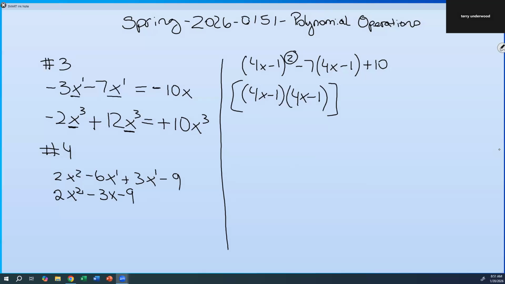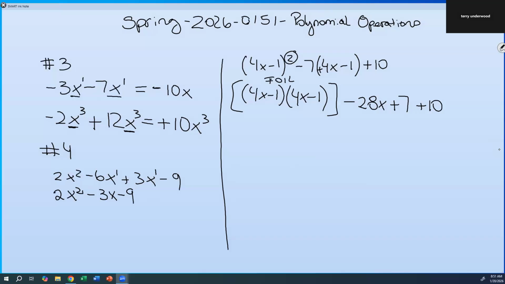And you have a negative 7 and you also have a plus 4x. When you multiply a negative and a positive, the answer will be negative. And 7 times 4 is 28, so negative 28x. And then negative 7 times negative 1 will be plus 7. When you multiply two negatives, it becomes a positive. And then I can put my plus 10 there. Just to be able to finish this equation, I need to FOIL these two parentheses.